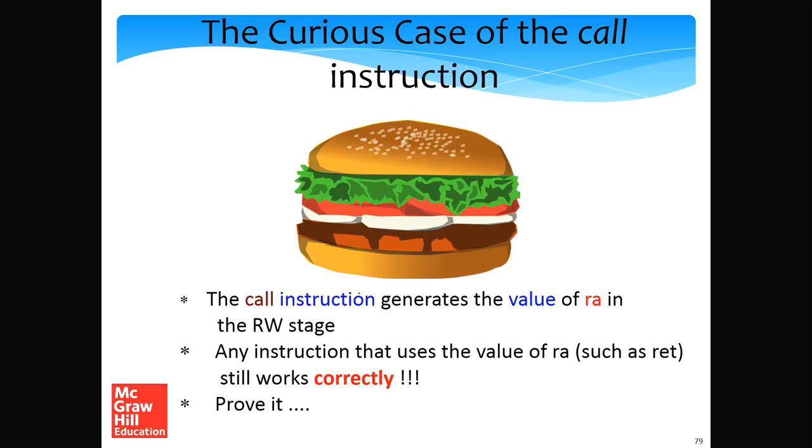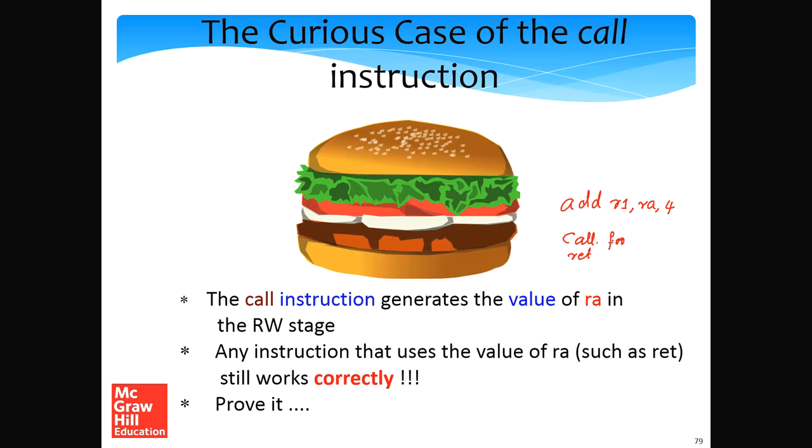So the call instruction generates the value of RA, the return address, in the RW stage, right? That's when we do RA equals PC plus 4. Nothing stops us from writing an instruction of this type, add R1, RA, 4. So any instruction that uses the value of RA, such as ret or an instruction of this type, I can always define a code snippet of this type, call foo and ret. So any such instruction still works correctly. Why? You need to prove it.